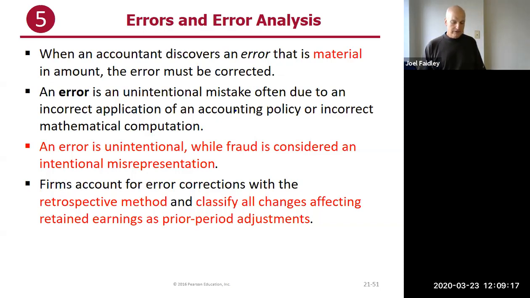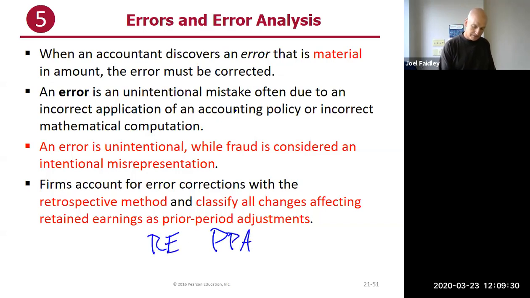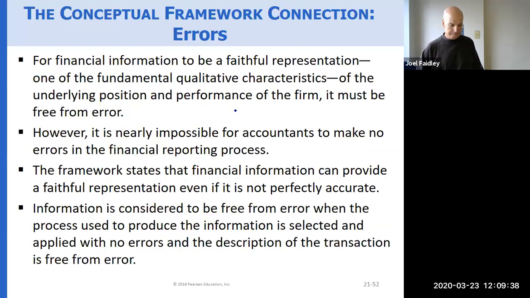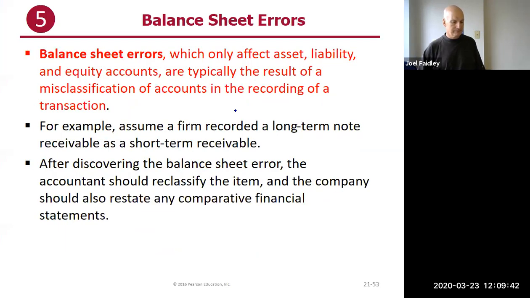Firms account for error corrections with the retrospective method and classify all changes affecting retained earnings as prior period adjustments, the old PPA. Retained earnings, you've already been exposed to that somewhat. Retained earnings, prior period adjustment, that's one account title. Unless it's immaterial. If it's immaterial, you don't have to worry about it. And sometimes errors self-correct themselves. And what's he talking about? Well, let's look at this.